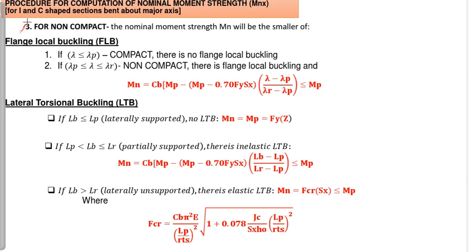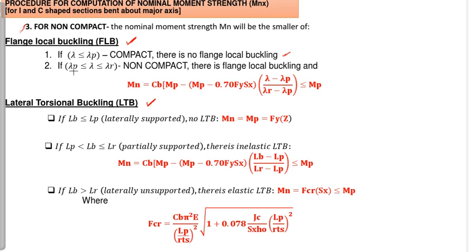Kaya for the non-compact, we have two. We have to check for the flange local buckling and we have to check for our LTB. Okay? So for the flange local buckling, if lambda is less than or equal to lambda p, that is compact, no flange buckling ito. Wala tayong local flange buckling.